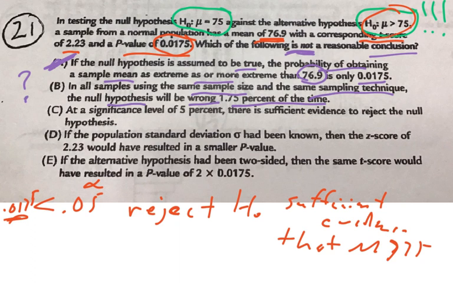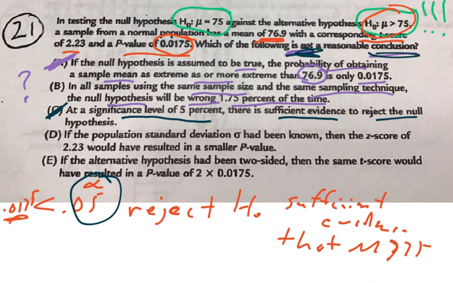It doesn't make sense. It's not what I taught you. So I'm considering answering B. Let's look at C. At a significance level of 5%, that's our normal alpha, there is sufficient evidence to reject the null. Bingo! Since that's true, we eliminate it, right?